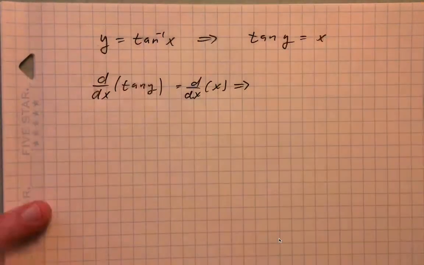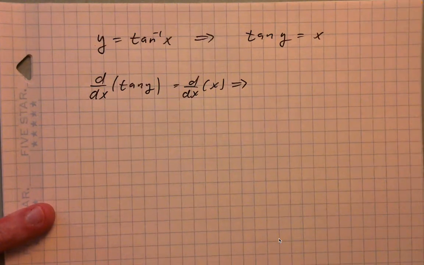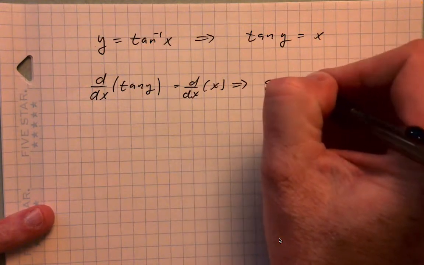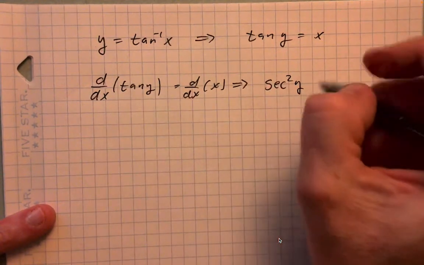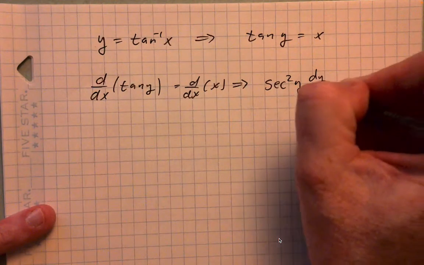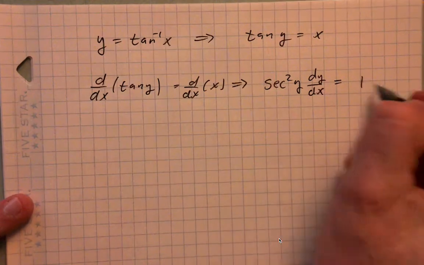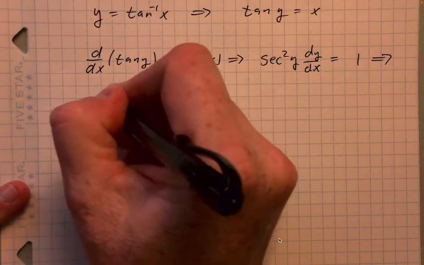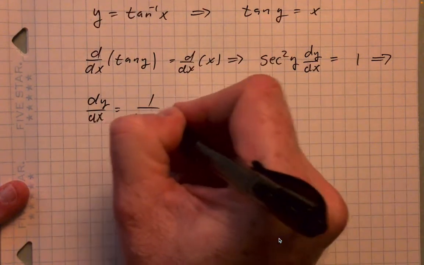And the derivative of tangent, do we remember that? Maybe it's secant squared, right? Secant squared, so it'd be secant squared y. That's the derivative of tangent. And then, of course, dy dx, the chain rule, equals 1. And we can do a similar kind of exercise here where dy dx is equal to 1 over secant squared y.